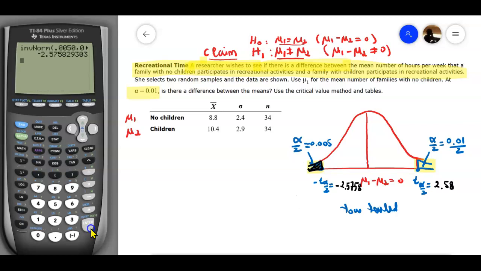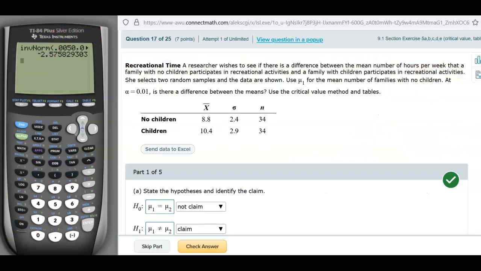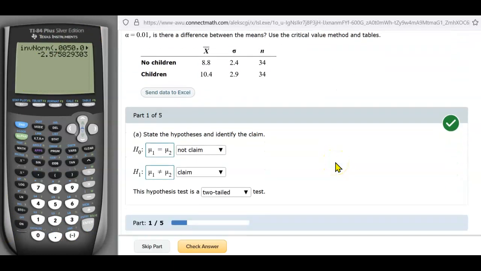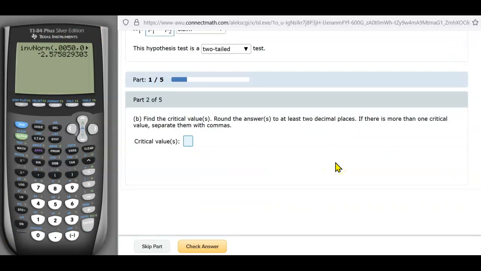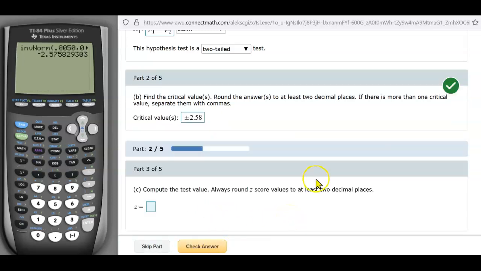Let's go back. So there are two critical values, and we want two decimal places, 2.58, right? For the two of them, I can use the plus minus, so let's see, plus minus 2.58 here. It should be enough. All right, so check the answer, and it's good.